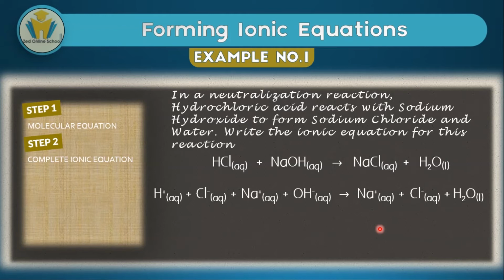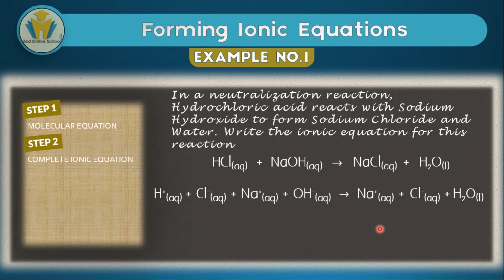Now, we said that the spectator ions are those ions that don't take part in a chemical reaction. Your job now is to understand how we can see which ions are spectator ions, because the only difference between a complete ionic equation and a net ionic equation is brought about by the spectator ions. That chemical equation where we have the spectator ions shown is known as the complete ionic equation, while if we take out those spectator ions, it will be called the net ionic equation.